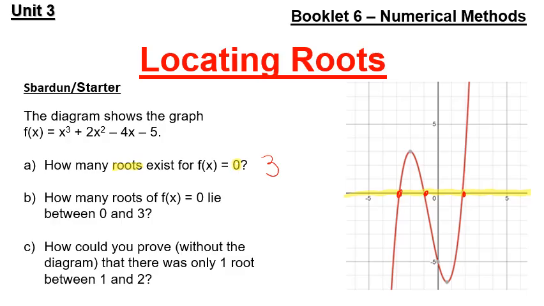Question B asks, how many roots of f of x equals 0 lie between 0 and 3? Well, on our picture, if we look at the scale, 3 would be here. Between 0 and 3, the graph goes through the x-axis just once. So one of those roots lies between 0 and 3. Question C asks, how could you prove without the diagram that there was only one root between 1 and 2? This is a question that we'll answer as we go through the PowerPoint.